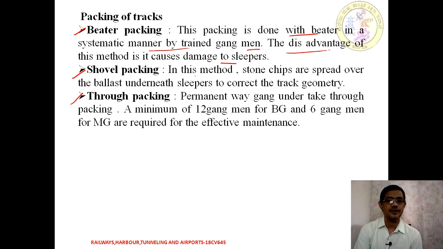Next is the shovel method of packing. The stone chips are spread over the ballast underneath the sleeper in order to correct the track geometry. Next method is through packing, where a permanent way gangman does the through packing. A minimum of 12 gangmen for a BG track and 6 gangmen for an MG track are required for effective maintenance. So this is packing of the track with ballast, gangmen and shovels.